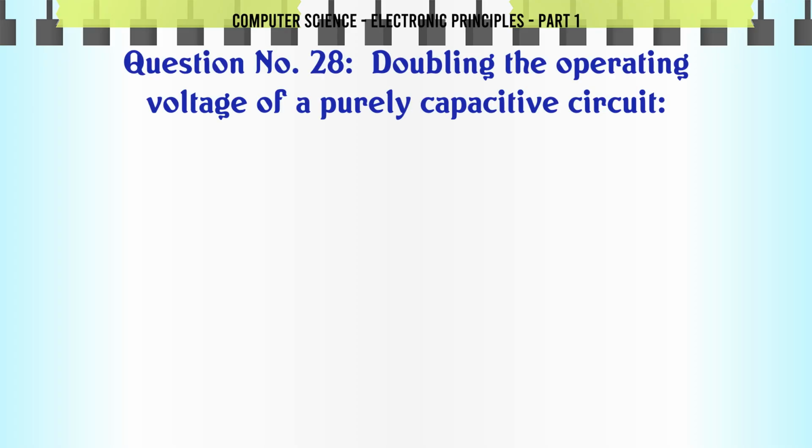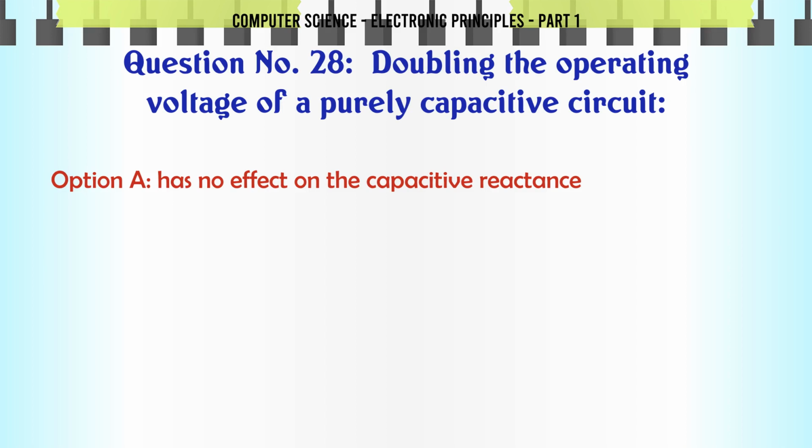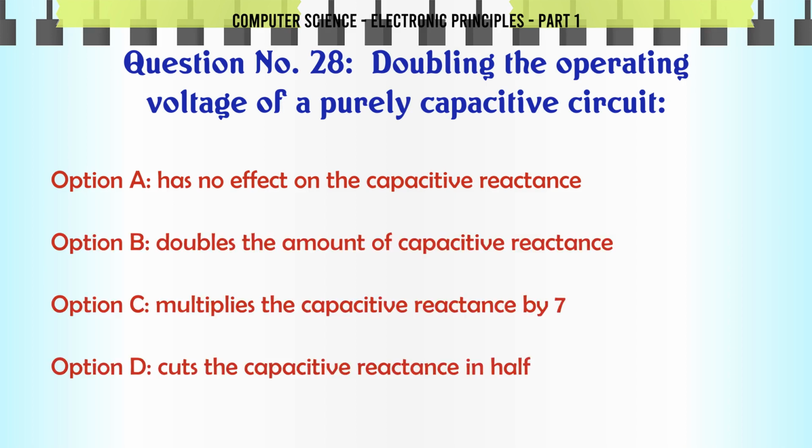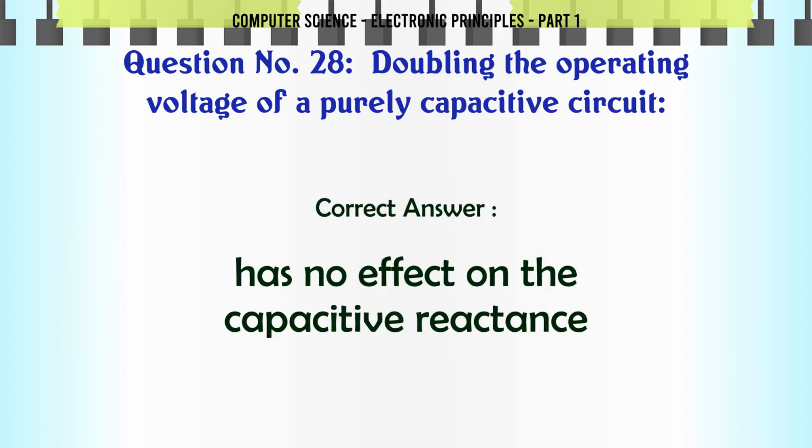Doubling the operating voltage of a purely capacitive circuit: A. Has no effect on the capacitive reactance. B. Doubles the amount of capacitive reactance. C. Multiplies the capacitive reactance by 7. D. Cuts the capacitive reactance in half. The correct answer is: has no effect on the capacitive reactance.